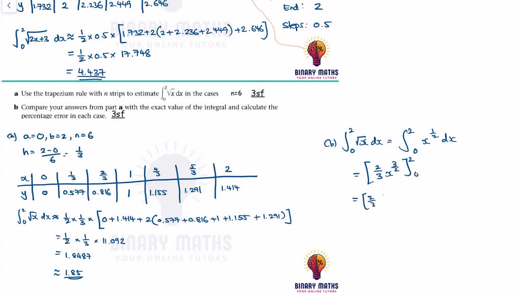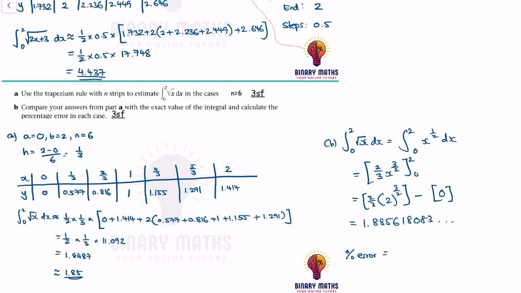So 2/3 times 2 to the power of 3/2. When I substitute 0 in, I get 0, so I just get 0. Okay, if I put that into my calculator, 2/3 times 2 to the power of 3/2, I get roughly 1.8856188083.